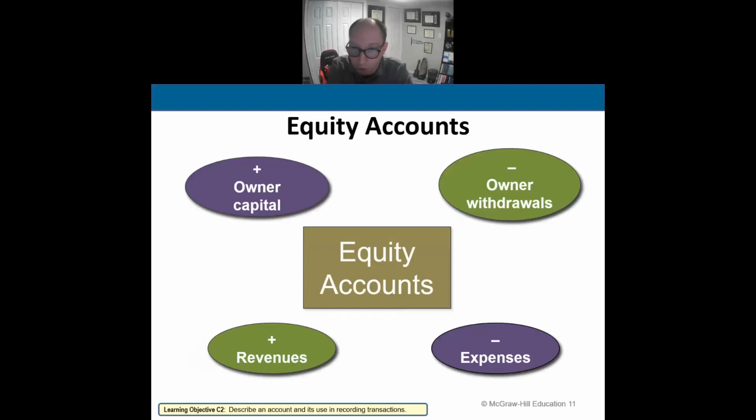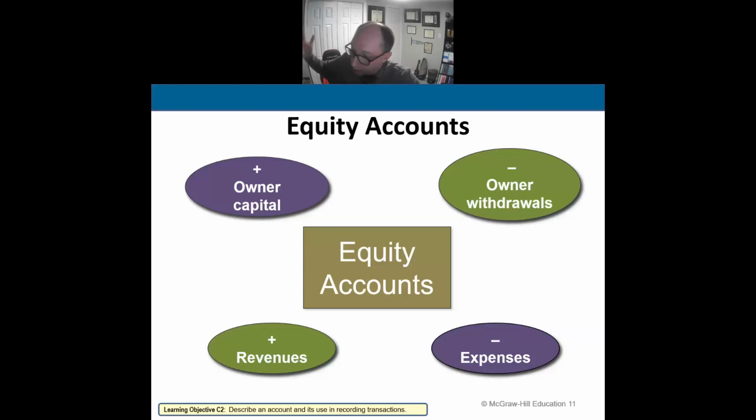Equity accounts. Remember, this is what the owners own. Owners own, that's equity. Equity is the difference between assets and liabilities. Now, you can rewrite the accounting equation. The accounting equation, as you know it, is assets equals liabilities plus equity. You can also write it as assets minus liabilities equals equity. That's the other way of writing it, right?